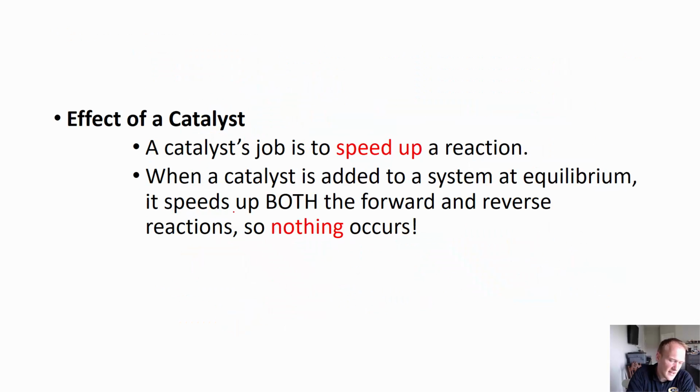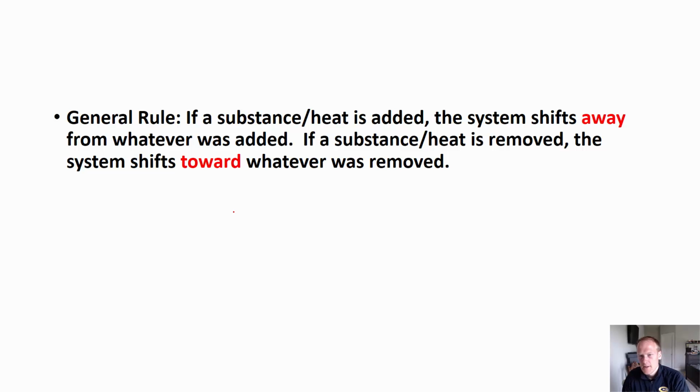And then catalysts, they always speed up the reaction. It speeds it up both forwards and reverse, so if it's at equilibrium, nothing would happen. So this is the general rule of everything we just said. If a substance or heat is added, the system shifts away. And if we remove the substance or heat, it will shift toward whatever is removed. That's the rule, but the general idea is, are we building a hill? Are we digging a hole?